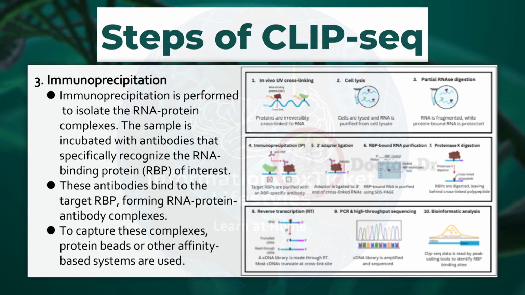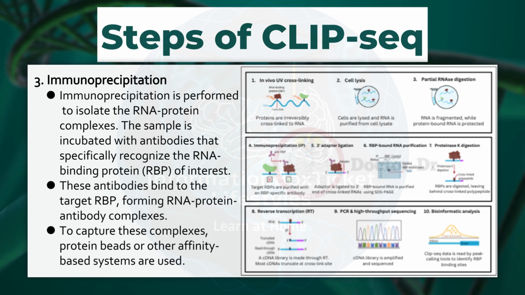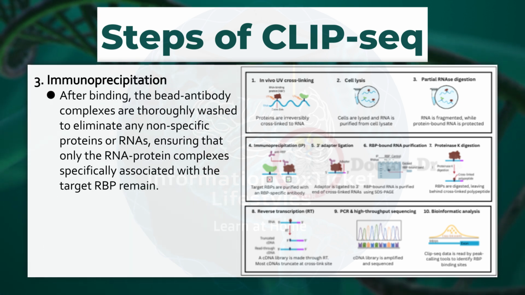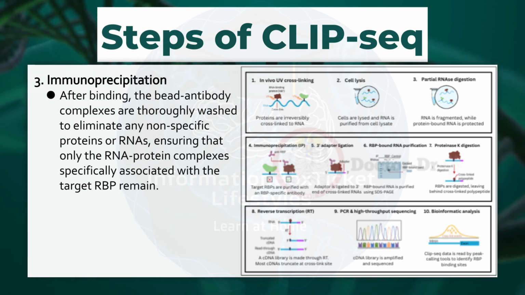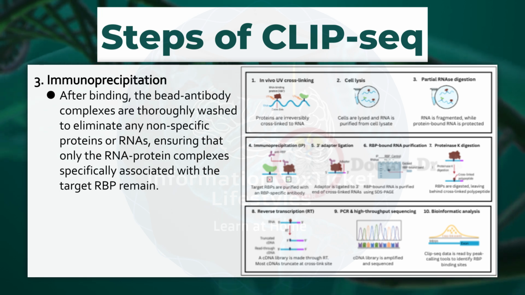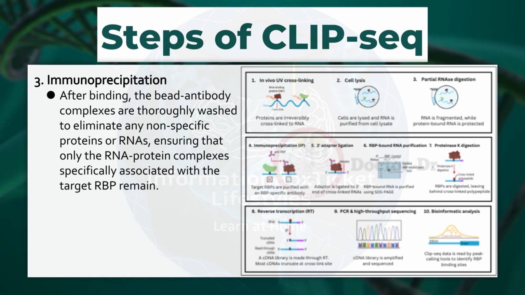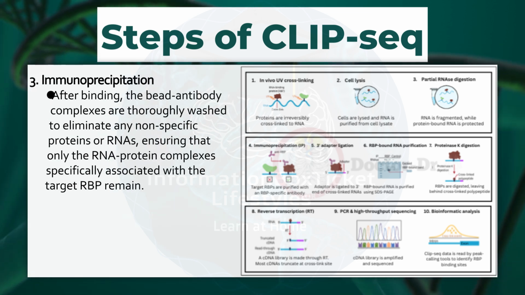To capture these complexes, protein beads or other affinity-based systems are used. After binding, the bead antibody complexes are thoroughly washed to eliminate any non-specific proteins or RNAs, ensuring that only the RNA-protein complexes specifically associated with the target RBP remain.